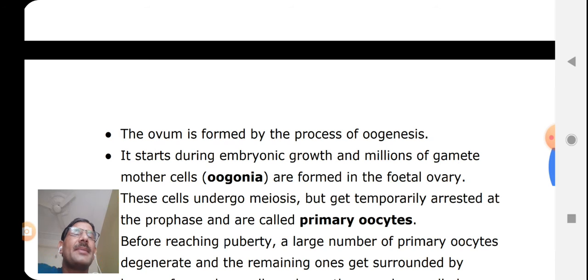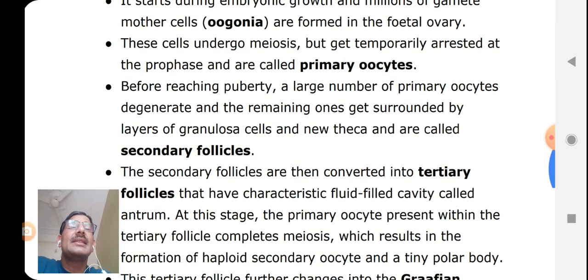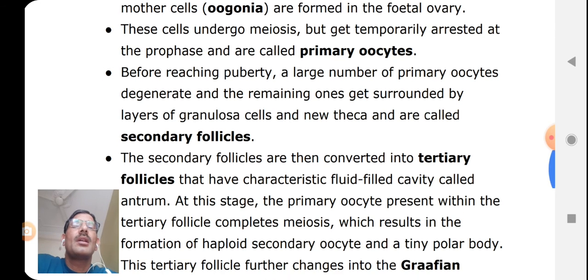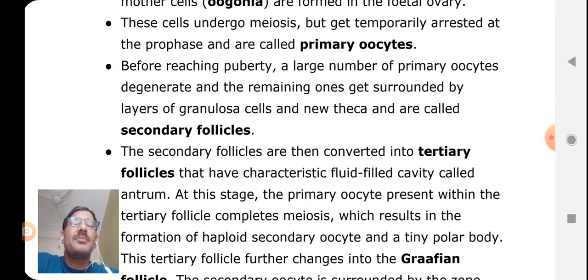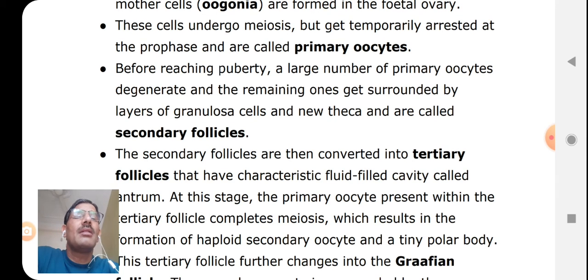Ovum is formed by the process of oogenesis. It starts at the embryonic stage, and millions of gametes, oogonia cells, are formed. Oogonium is singular. In the fetal ovary, these cells undergo meiosis 1 but get temporarily arrested at prophase stage and are called primary oocytes. Before reaching puberty, a large number of primary oocytes degenerate, and only 70 to 80,000 are left in each ovary. The remaining ones get surrounded one by one.